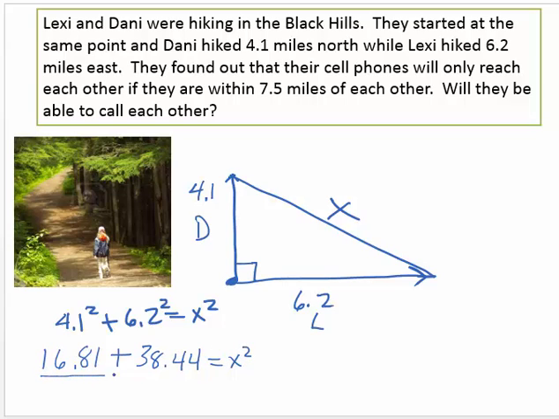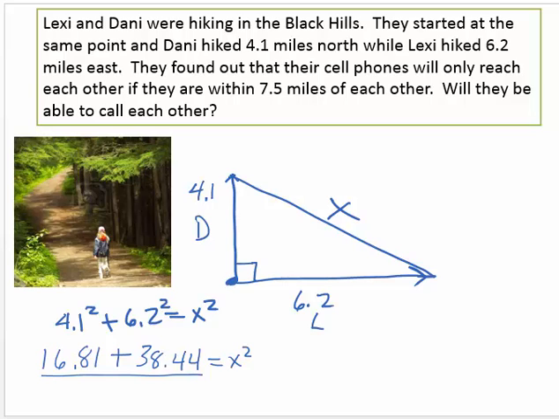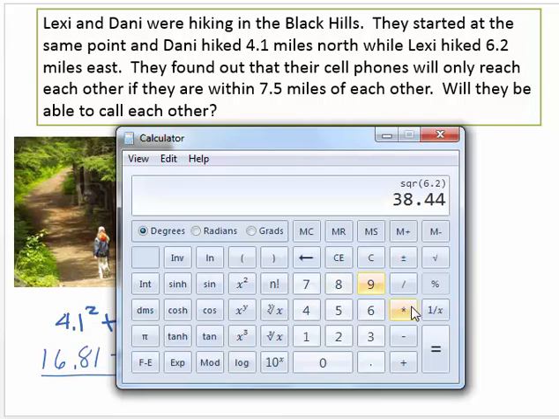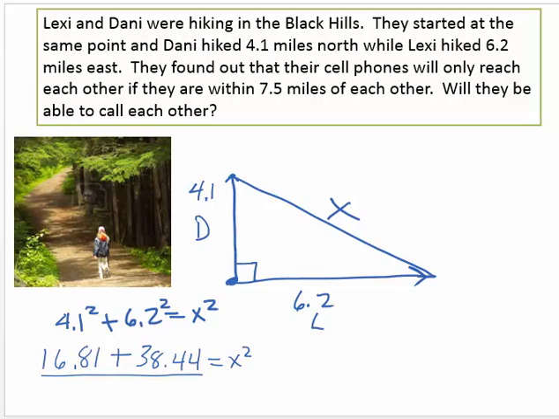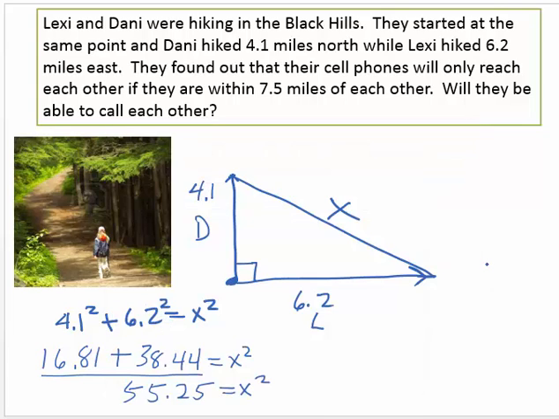So now we'd combine my 16.81 with my 38.44. So I have to add 16.81 to this. And that gives me 55.25. So 55.25 equals x squared. And now we need to take the square root of 55.25. Let's see, there it is. And that's 7.43 approximately. So x is about 7.43.